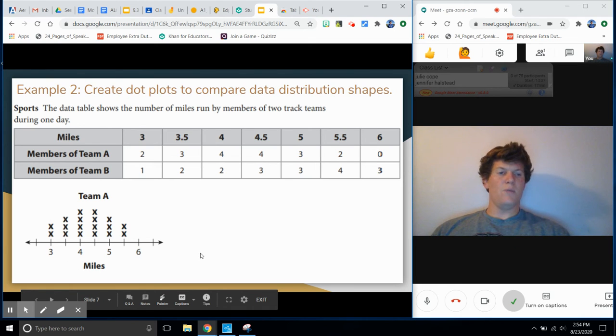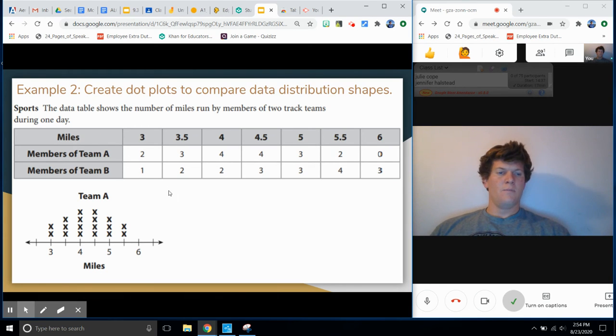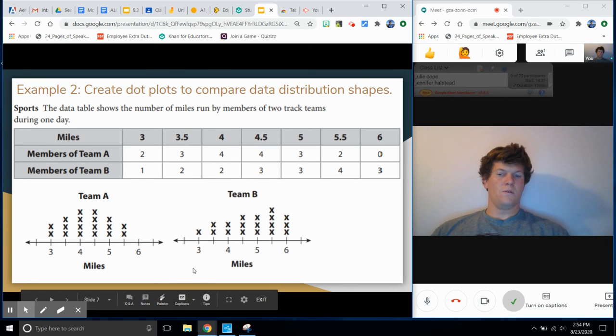I want to look at Team B. So for Team B, same kind of deal. Put the dots down, and it looks like this. Clearly different shapes. Let's talk about those shapes.